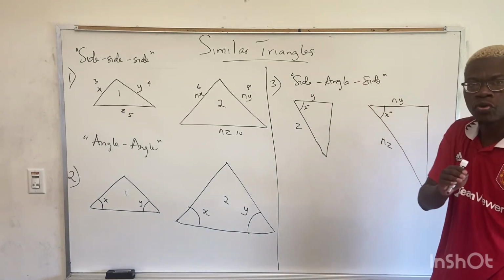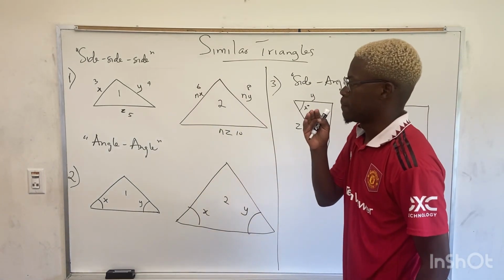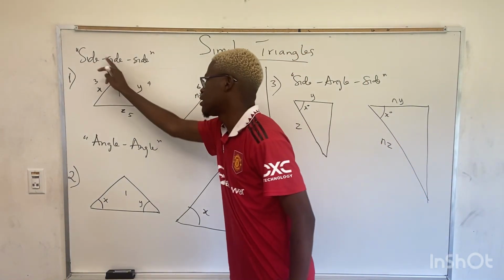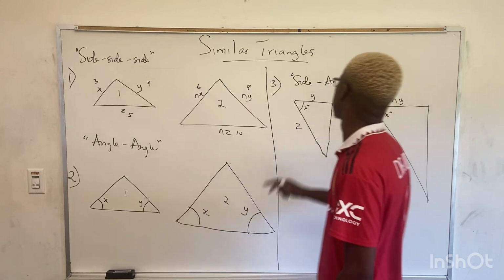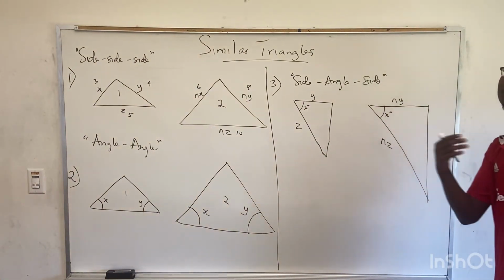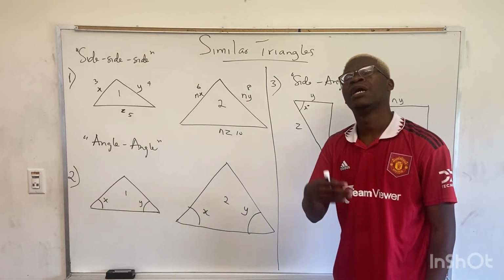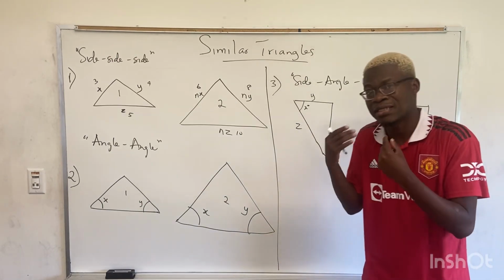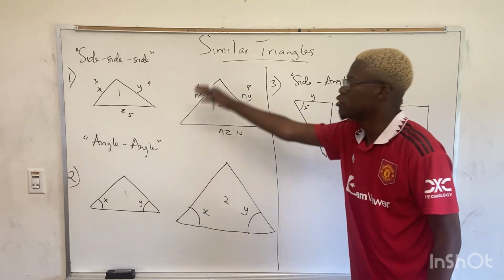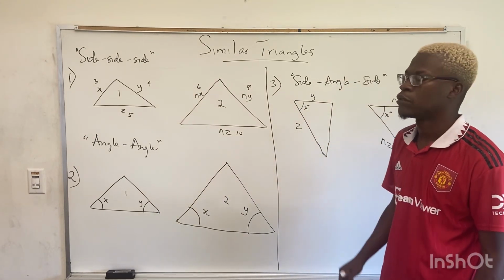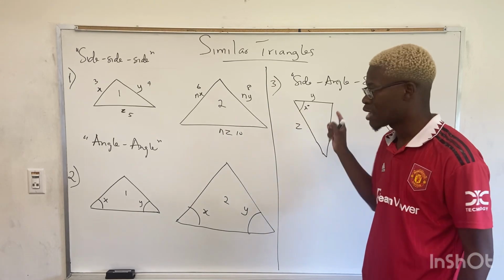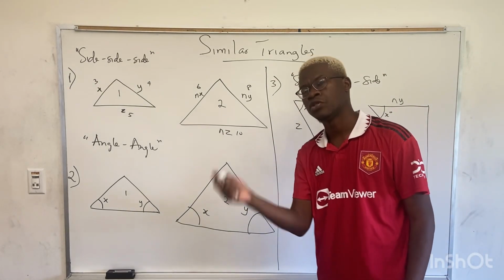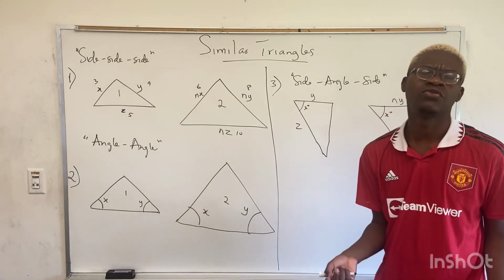So make sure you know the three cases where you have similar triangles: side, side, side; angle, angle; and side, angle, side. So when you see a geometric question and you are asked whether two figures are similar or not, check if any of these cases are fulfilled. If any of these cases happen in that figure, then the two triangles, or the two figures, are similar.